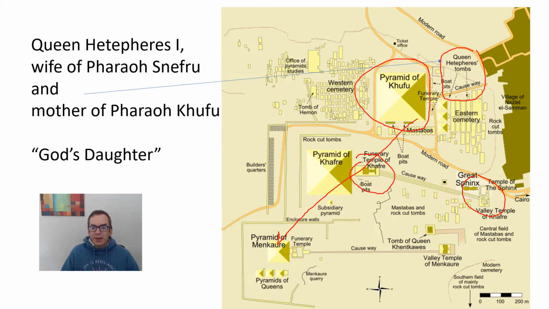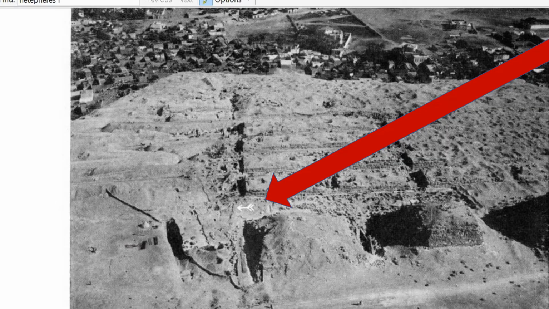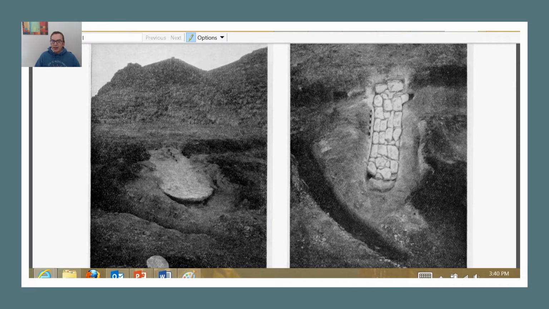She is the mother of Khufu, so she is the mother of the builder of the Great Pyramid. She had a number of different titles, including God's daughter. Now, what's really interesting about this is how her tomb was actually found. So I've got a big red arrow here. What was happening, I think it was in the 1920s, is that a cameraman was backing up and his foot hit something. And so they started digging around and realized that they uncovered this.